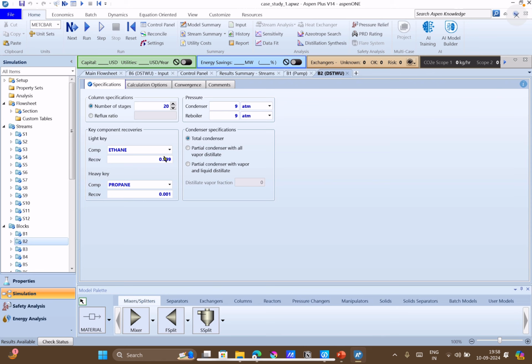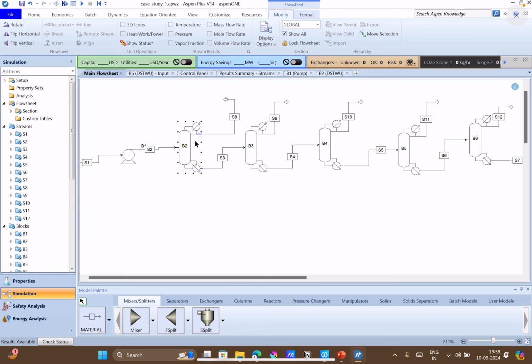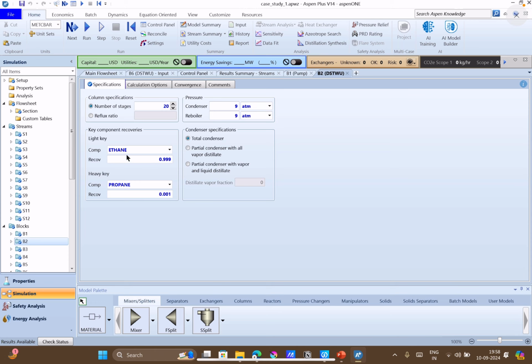And then for the light key and heavy key components, first, right now this is B2. In B2 we should first get ethane as a product, so ethane will be our light key component. Ethane is selected and recovery of ethane is 0.999 of the feed, and the immediate component with a higher volatility is considered as the heavy key component. So we have selected propane and its ratio is 0.001 of the feed.